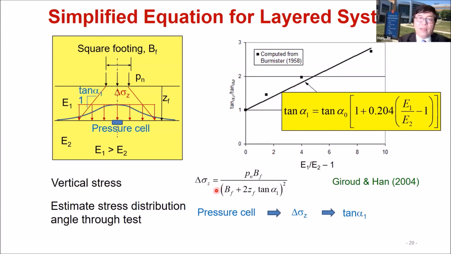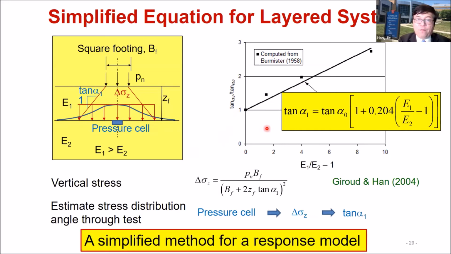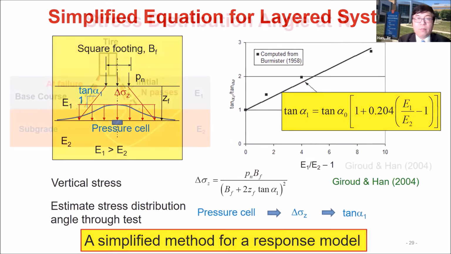Now, how do we measure the distribution angle? You can place your cell here. Based on the measured vertical stress, you can calculate the distribution angle. But this is based on static loading. In real application, we know dealing with traffic is dynamic loading. But actually, this is a simple method for a response model.